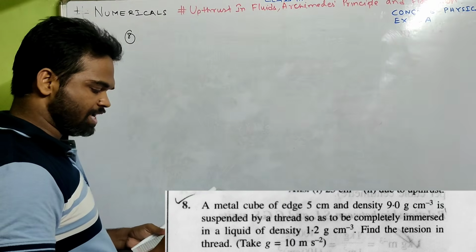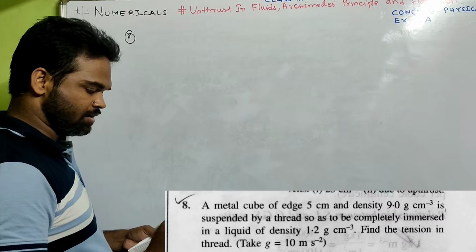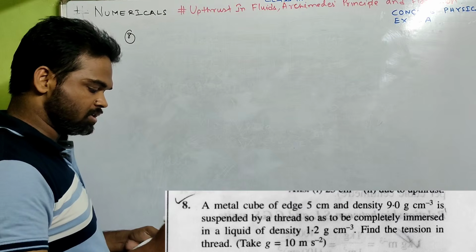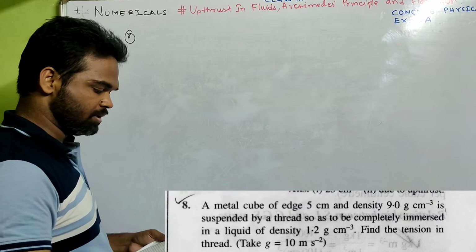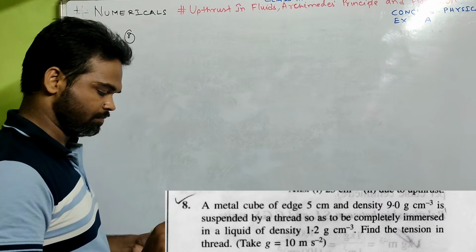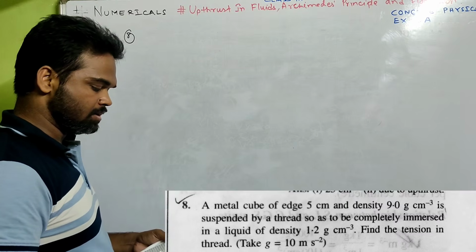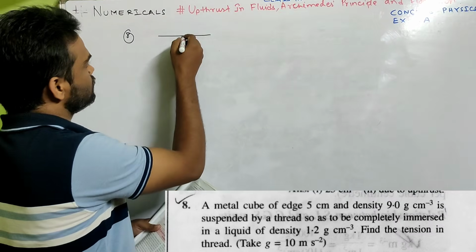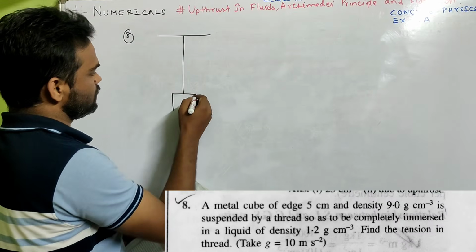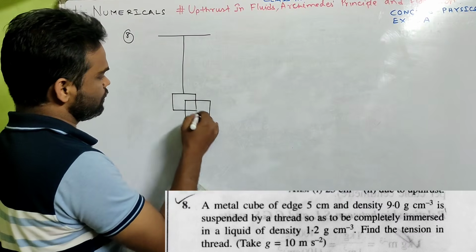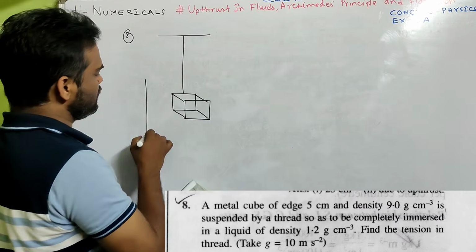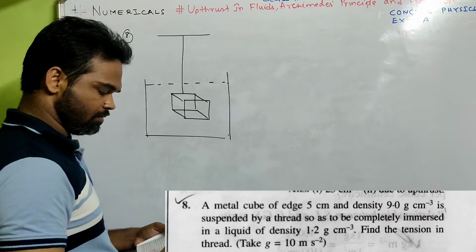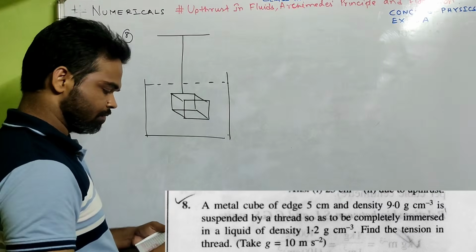A metal cube of edge 5 centimeter and density 9 gram per centimeter cube is suspended by a thread so as to be completely immersed in a liquid of density 1.2 gram per centimeter cube. Find the tension in the thread. Take G as 10 meter per second square and they've given the answer in Newton. Now what happened with the thread? There is this cube, isn't it, which is completely immersed in a liquid.